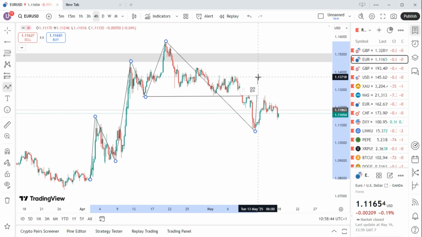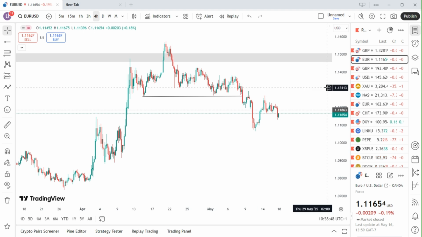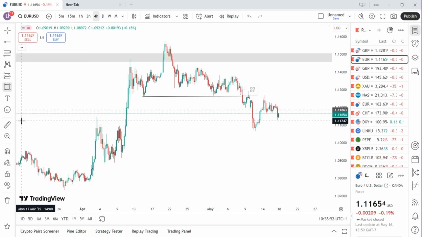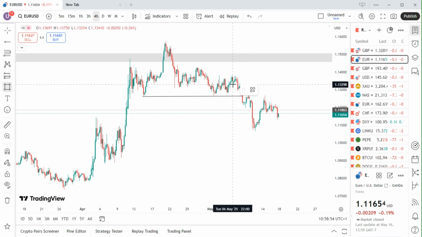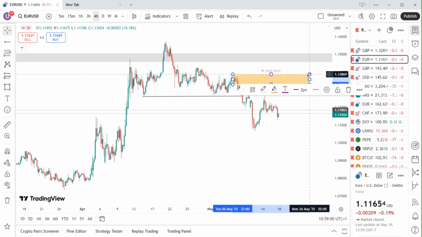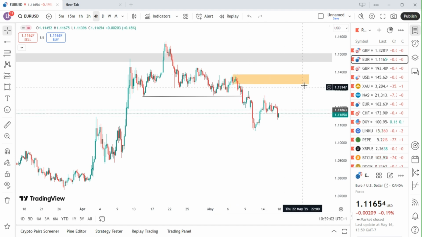There are two ways I will approach this market. Let me clarify. First, let me highlight this. If price comes to this zone, I'm expecting price to come to this zone because of all the liquidity around this zone. If price comes to this zone, okay, then I'll look for a change of character in 15 minutes.